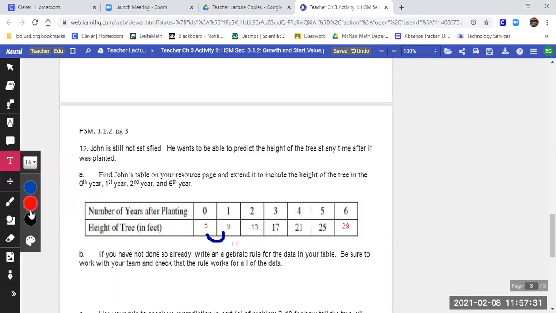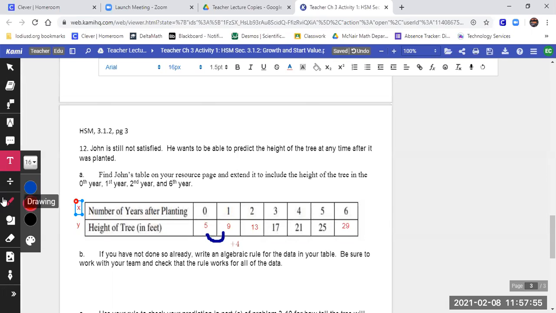The height is the y. The number of years is the x. So this change of 4 goes with the x. 4 times x, right? It was every year 4 more, every year 4 more, every year 4 more. Okay. Are we okay with that? We understand that part of it?